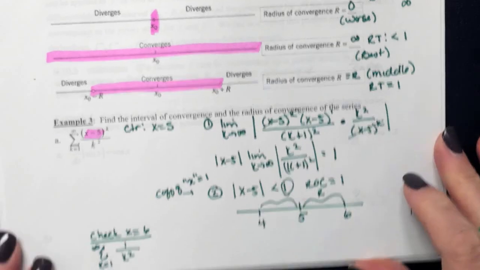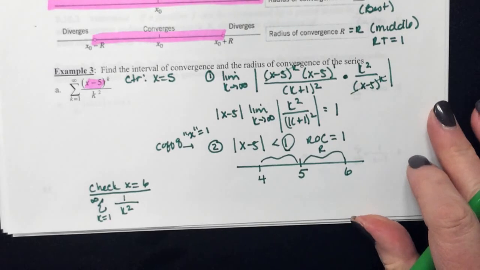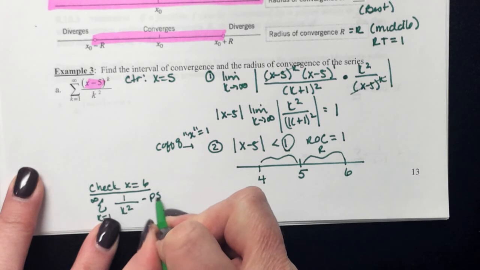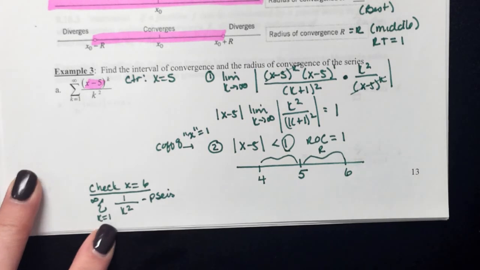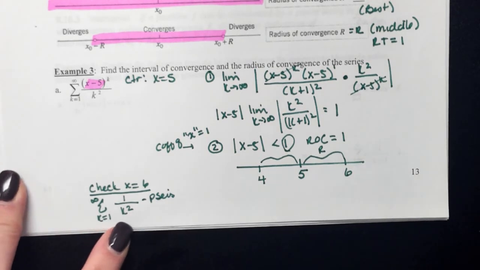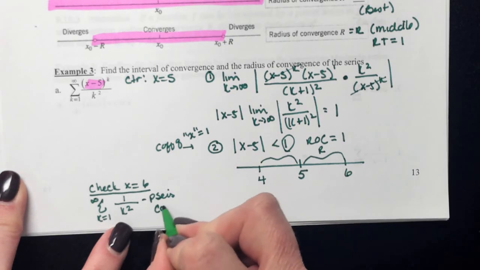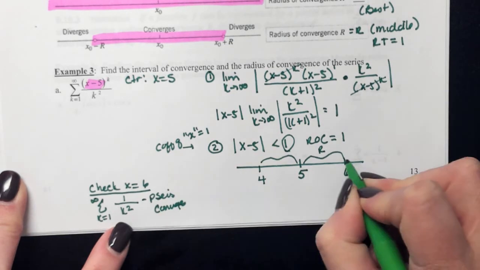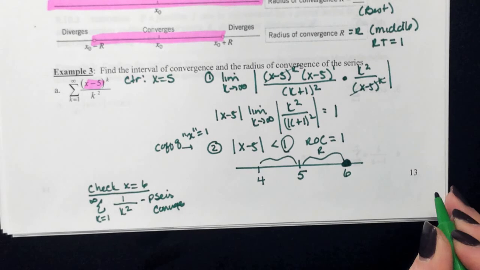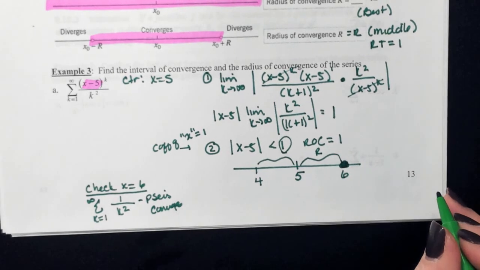So what's a good test to check for convergence or divergence? One of your p-series. By your p-series, what's happening with 1 over k squared? It's going to be converging. So I know 6 is going to be included in my interval of convergence. Next I have to check 4.